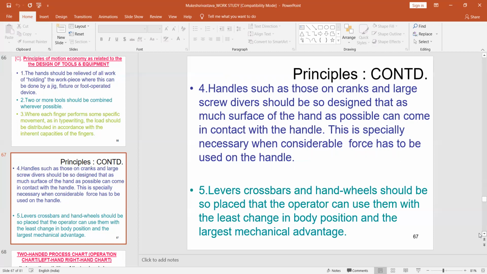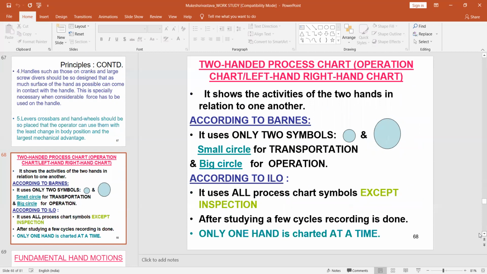Levers, crossbars, and hand wheels should be placed so that the operator can use them with the least change in body position and the largest mechanical advantage. जो भी लीवर्स या क्रॉस बार्स या हैंड व्हील्स होते हैं उनको इस तरीके से लगाना या डिजाइन करना चाहिए that there should not be any change in the body position, and you can work within that limited effort, and that can increase your productivity and efficiency, and you can get the largest mechanical advantage. So this should be designed as well.